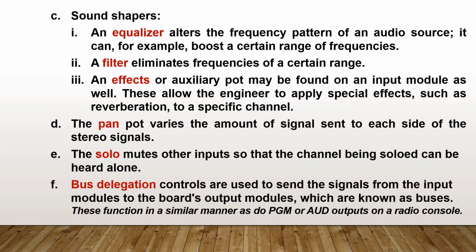The pan pot varies the amount of signal sent to each side of the stereo signals. So this would be kind of like when you have in your car stereo the fade control that you can make things come over just your left speakers versus right speakers. Pan is the official term for that, to pan more towards left channel only versus right channel only.